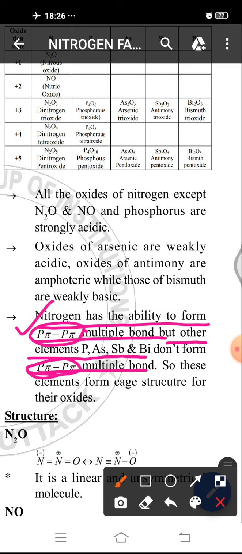So these elements form cage structures for their oxides. Like their elemental state, in the structure of their oxides, they also form cage-like structures. Due to large size, they do not form p-pi multiple bonds.